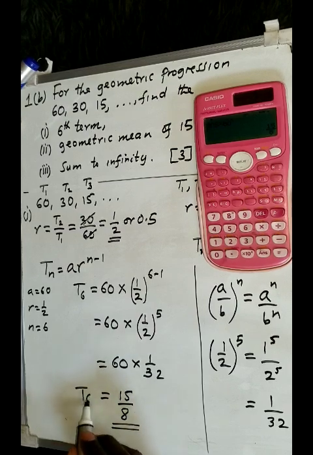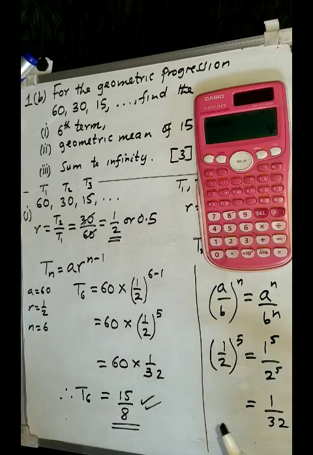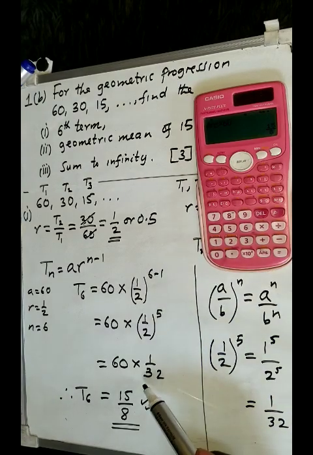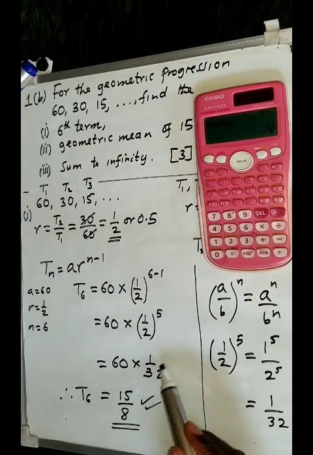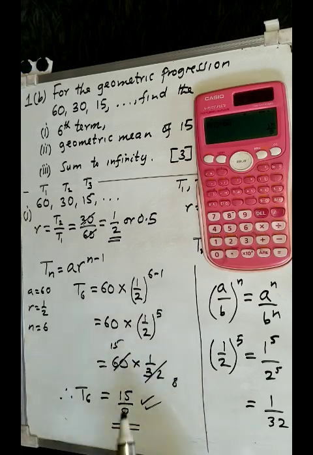That is the term in the 6th position. So this is your final answer, 15 over 8. If you want, you can reduce by 4 there: 4 into 32 is 8, and 4 into 60 will give you 15, and that's why we are getting 15 over 8 there. Now this is applying the formula.